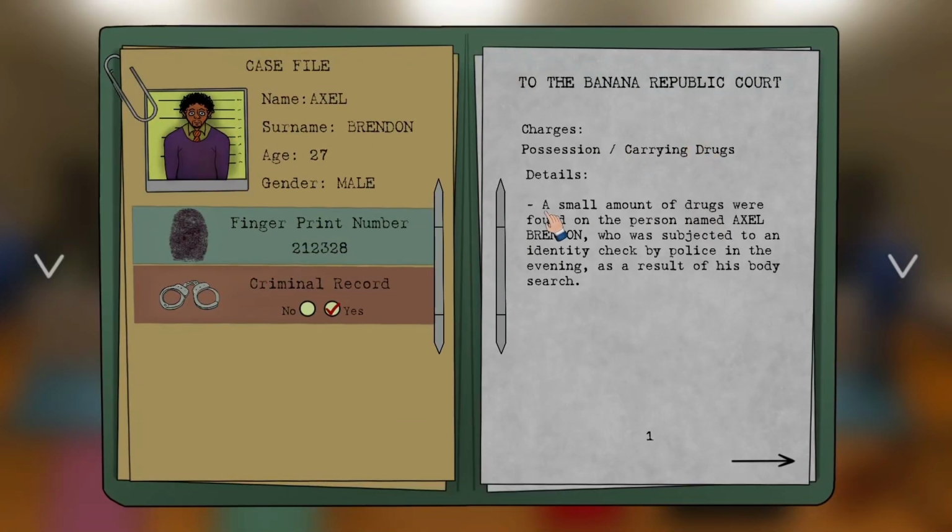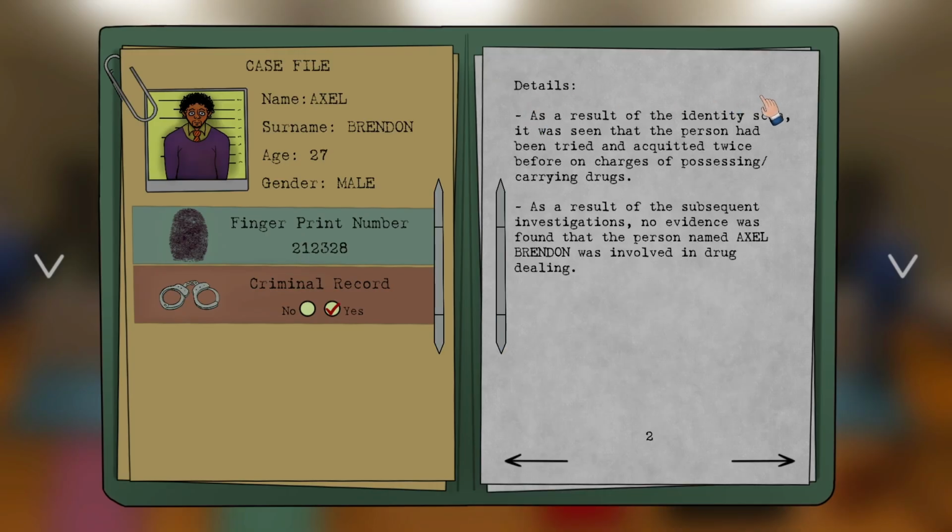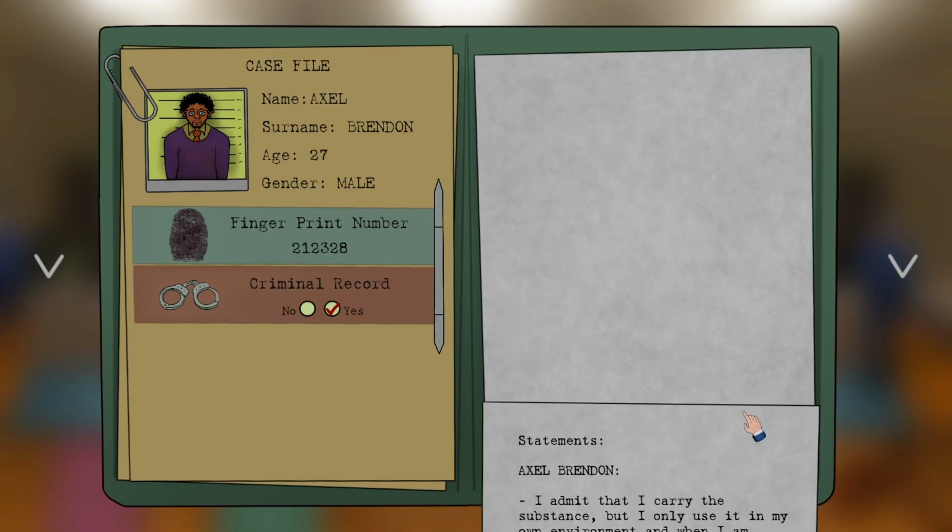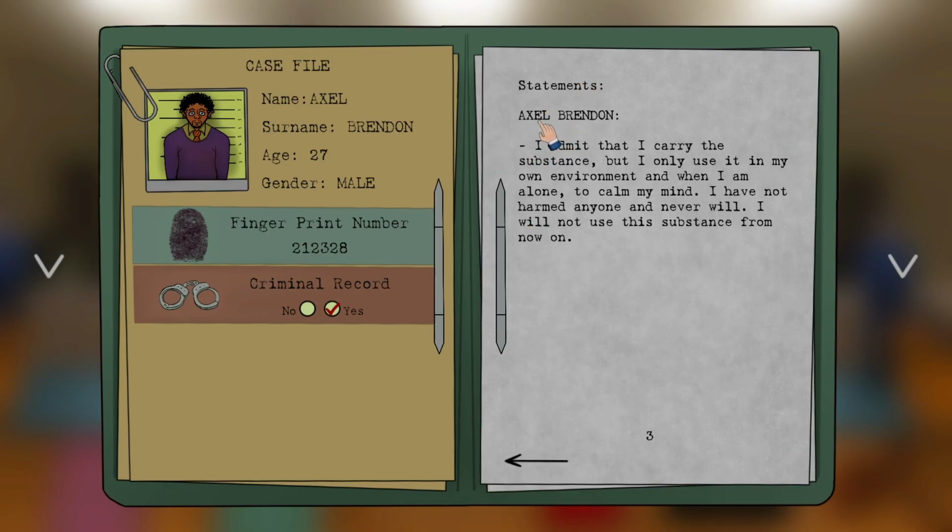Possession of carrying drugs. A small amount of drugs were found on the person named Axel Brennan, who was subjected to an identity check by the police in the evening as a result of his body search. As a result of the identity scan, it was seen that the person had been tried and acquitted twice before on charges of possessing and carrying drugs. As a result of the subsequent investigations, no evidence was found that the person named Axel Brennan was involved in drug dealing. So apparently he just had it on him. Here's the statement from Axel.